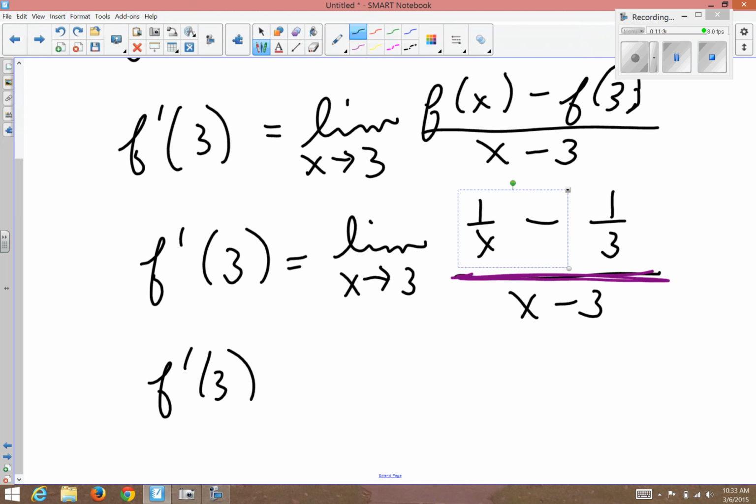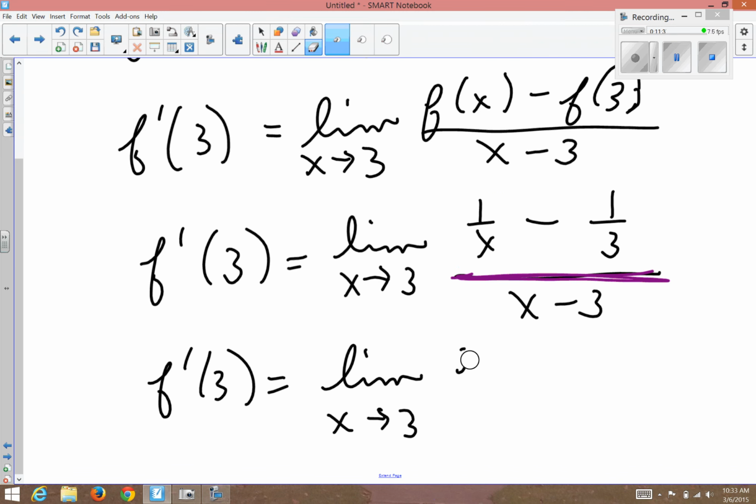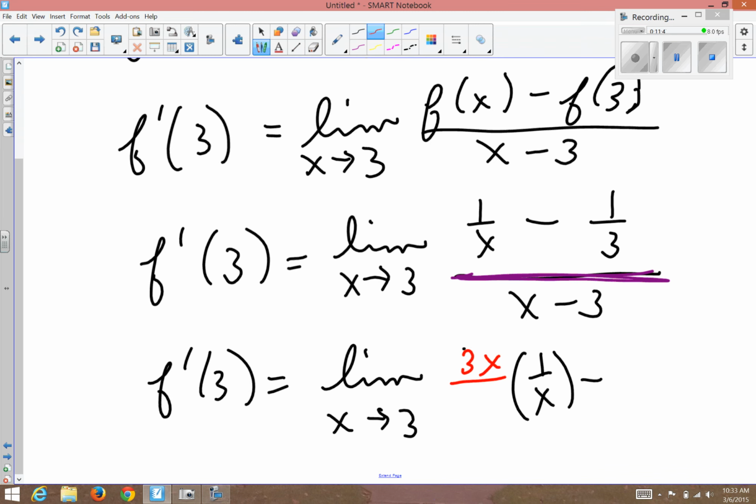F prime of 3 equals the limit as x approaches 3. Common denominator times 1 over x minus common denominator times 1 over 3. And in the denominator, well, if we multiply it above the purple line by 3x, we have to multiply the below the purple line by the same thing.